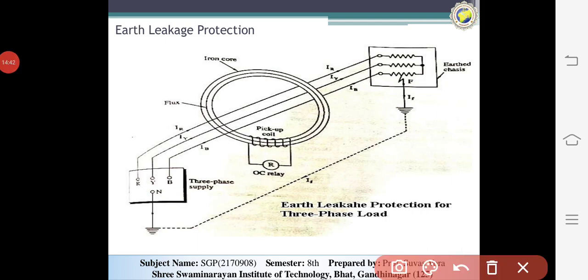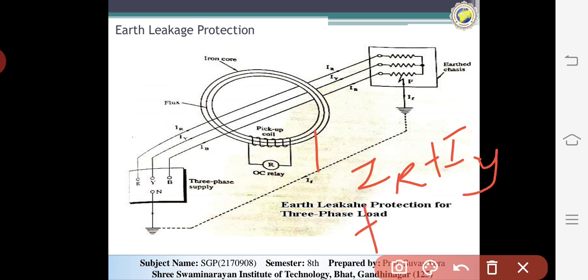So here is the three-phase system of the earth leakage protection. You can see the earth leakage protection for three-phase systems. Under normal operating conditions, the phasor sum of the line currents is 0. It means that IR plus IY plus IB equals 0. Thus the net flux in the core is 0.